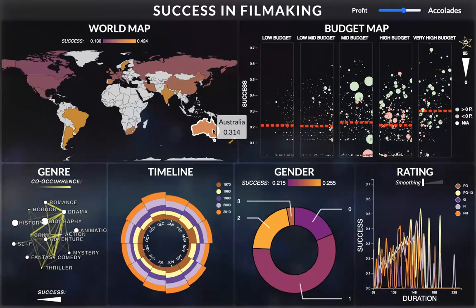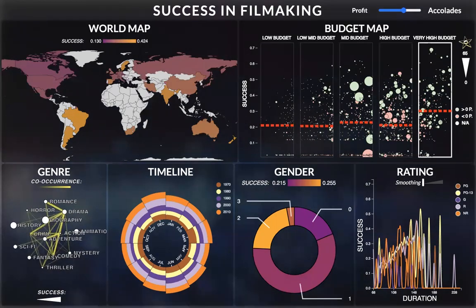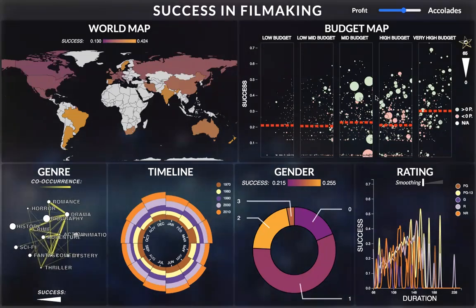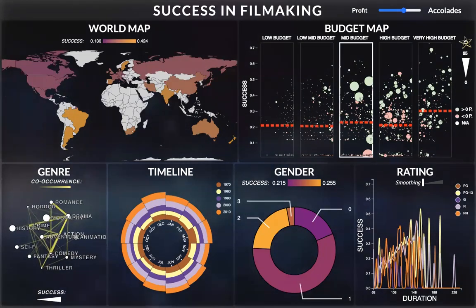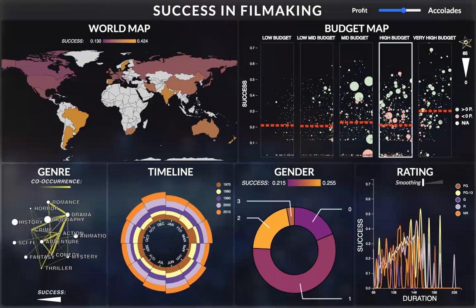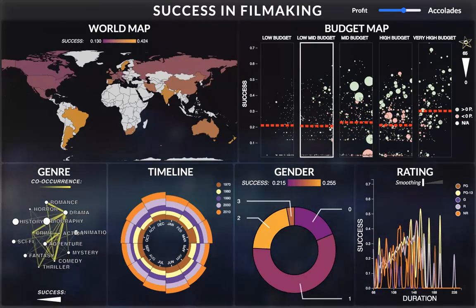The second plot is a budget map. This is our innovation that has been inspired from the New York Times. This is a mix between scatter plot matrix and density plot. And this basically represents the different categories of the budget the movies have been separated into. Each dot represents a movie.